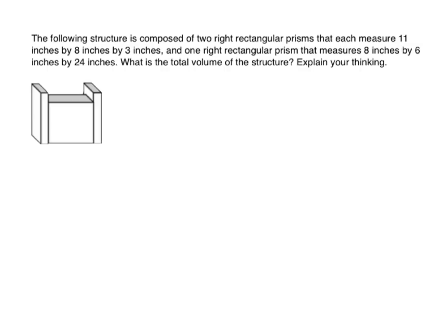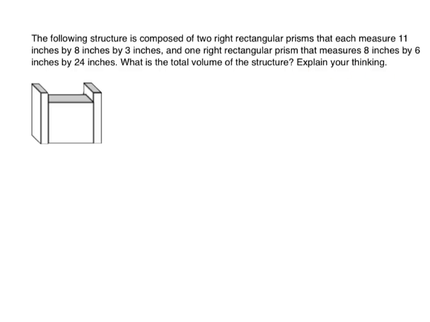Okay, this one's a little more complicated. We have a combination of things to account for. But they give us all the information we need. We don't really have to figure anything out, which makes it easier than some of the homework we've had. So we have the following structure composed of two right rectangular prisms that each measure 11 inches by 8 inches by 3 inches. That would be those two, because there's two of the same size. And one rectangular prism that measures 8 by 6 by 24 inches. That would be this guy. What is the total volume of the structure? Explain your thinking.